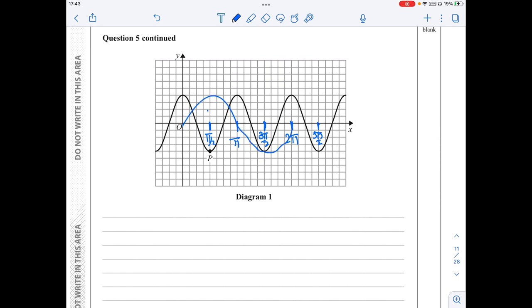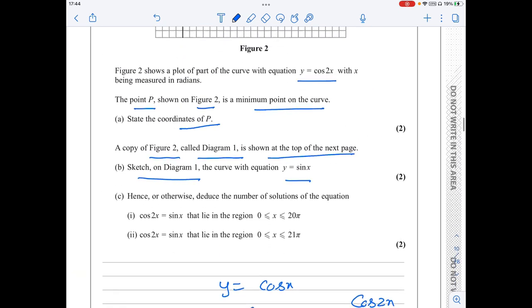In this way, draw out the curve, and then another curve. This is going to be y equals sin x.